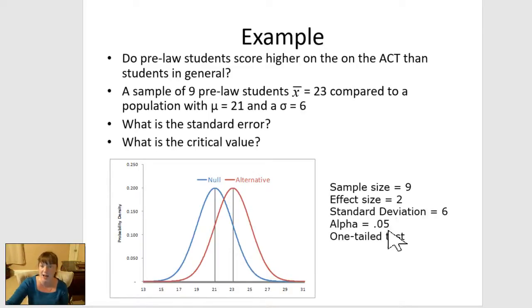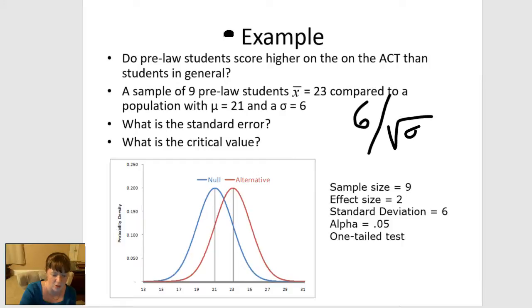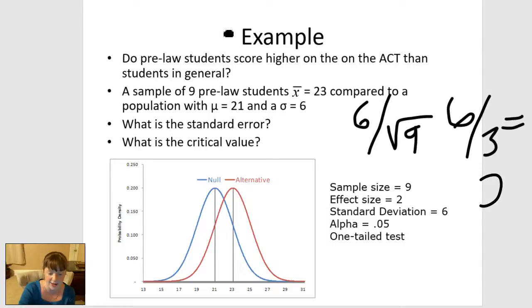My alpha is set at 0.05, and this is a one-tailed test. So all of alpha is going to go in one tail only, right? One tail only, and I'm only going to have one critical value. And so what is my standard error? Well, sigma over the square root of my sample size, so 9. So 6 over the square root of 9. Square root of 9 is 3. So 6 over 3, and so standard error is 2. And that's actually what I have down here, see?